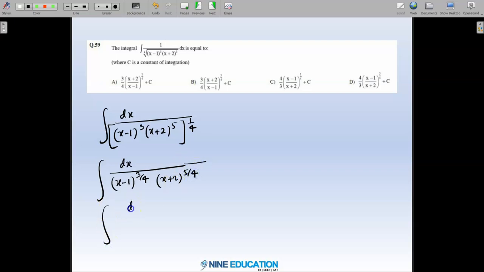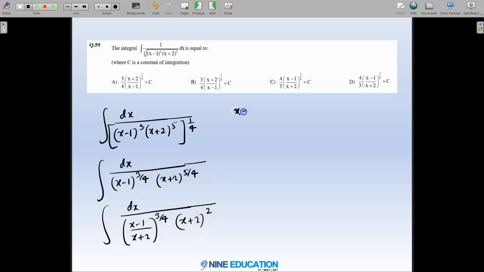So we can write the entire expression as dx by (x minus 1 by x plus 2) power 3 by 4. Okay, and since we have introduced x plus 2 power 3 by 4 in the denominator, we have to introduce it in the numerator also. But already 5 by 4 was there, so 3 by 4 and 5 by 4 together will give 8 by 4 and it will become 2. So x plus 2 whole square will come here.